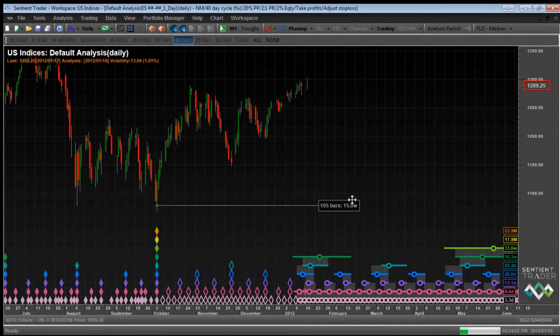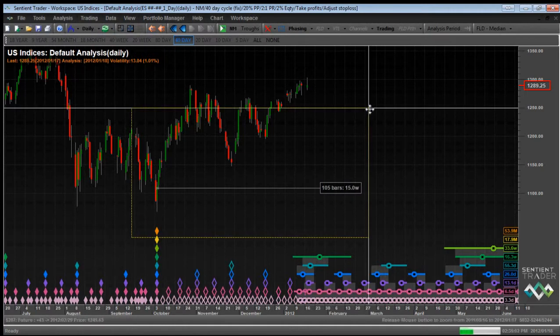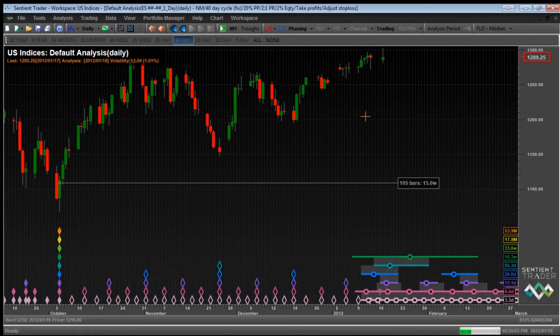Let's measure the time since the October trough, and you can see there, if I count the bars, that's 105 bars. Okay, 105 bars, or 15 weeks, have passed since that October trough.